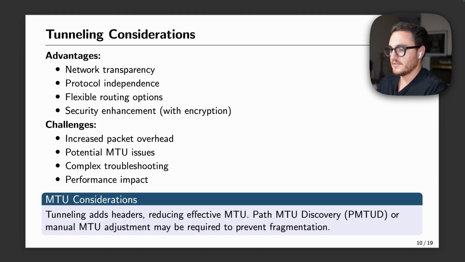And at that point, if the original packets were created with the full MTU in mind, and then we add a header, we run the risk to start fragmenting those packets, because they're bigger than the MTU, and this creates all sorts of performance issues. And so it has complex troubleshooting and a huge performance impact if we're not aware.